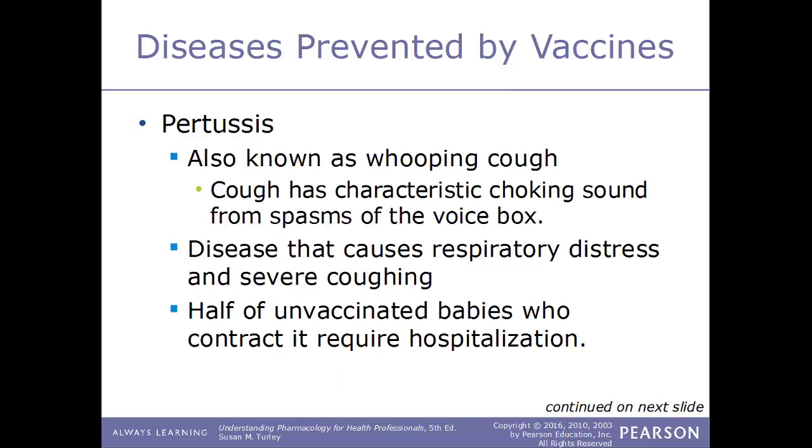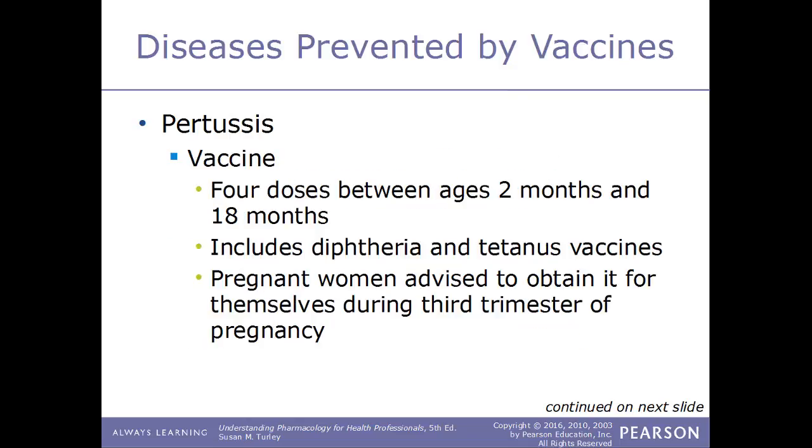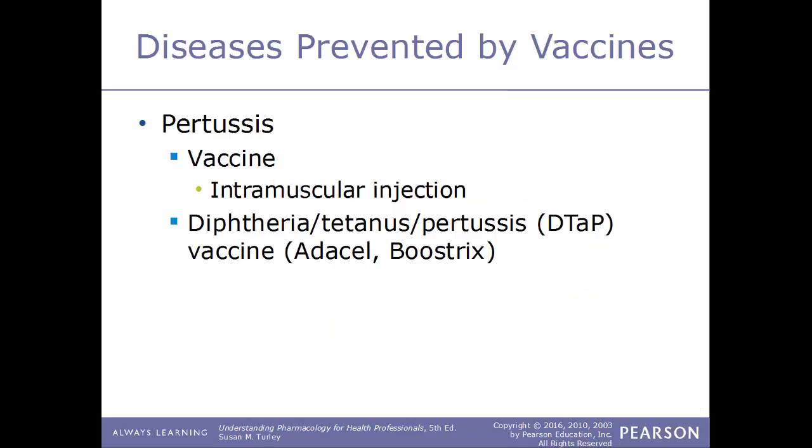Another condition, pertussis, is also known as whooping cough. This cough has a very characteristic choking sound that's made from the spasms of the voice box. This disease can cause respiratory distress and severe coughing, and half of unvaccinated babies who contract it require hospitalization. The vaccine for pertussis is given in 4 doses between the ages of 2 months and 18 months, and this is included with the diphtheria and tetanus vaccines. Pregnant women are advised to obtain it for themselves during the 3rd trimester of their pregnancy. This is given through an intramuscular injection. This vaccine, the DTaP, is also known by its trade names Adacel and Boostrix.